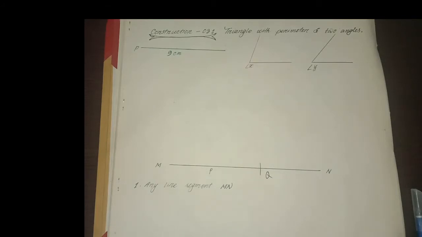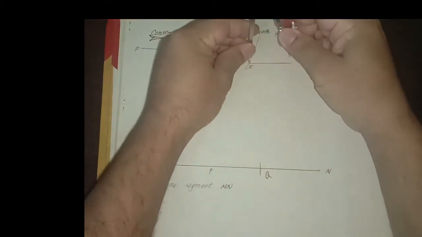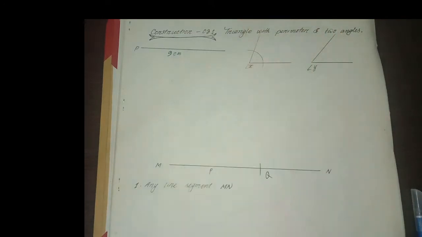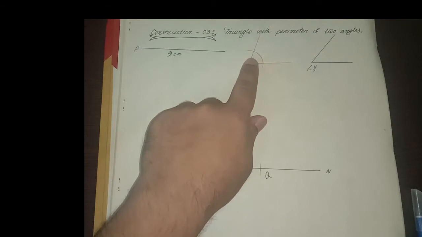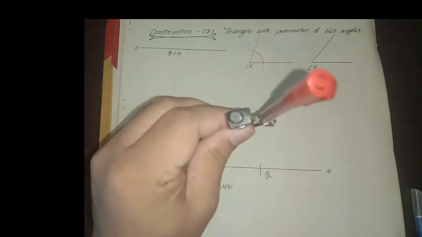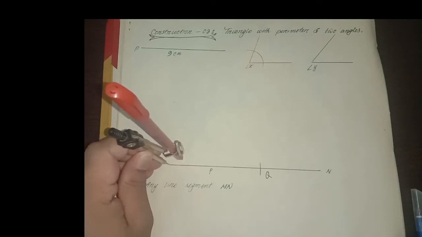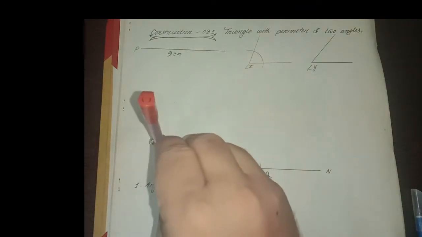So first of all, I move with angle X. Swing an arc with any convenient measure, whatever the measure, that doesn't matter. As you can see, I'm swinging an arc. Look, I've swung an arc, and with the same compass setting, don't change your compass setting please, put it at point M and swing an arc.